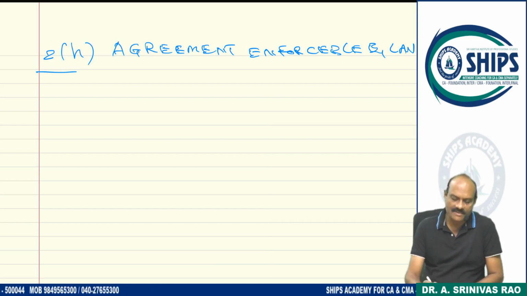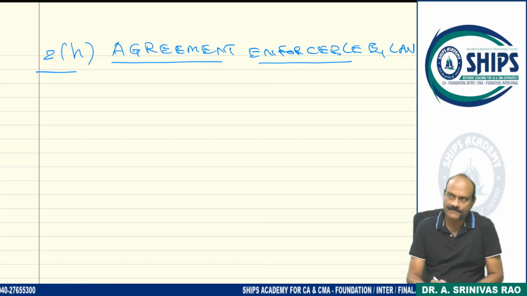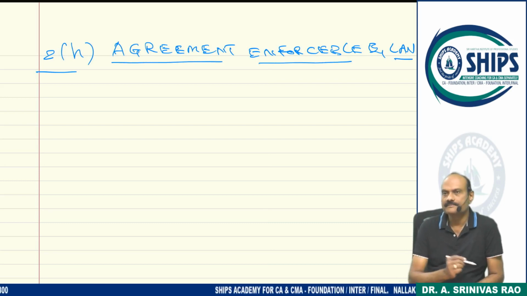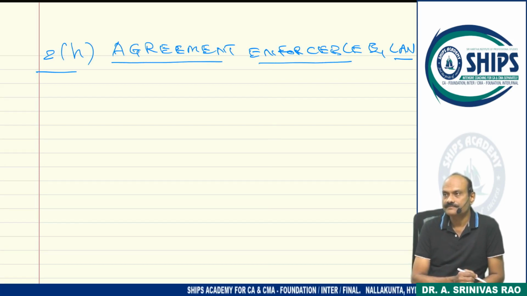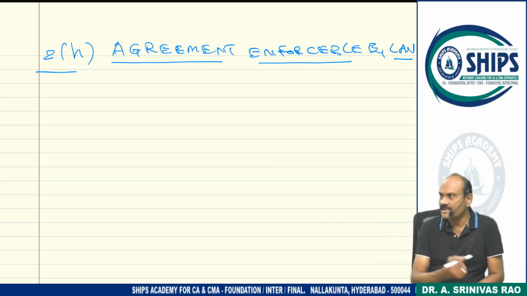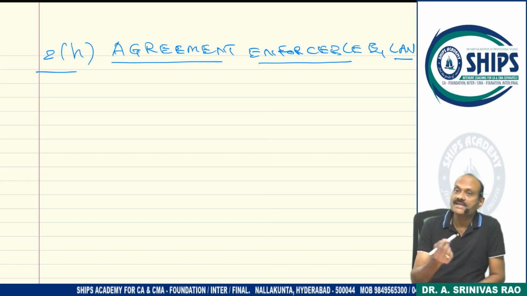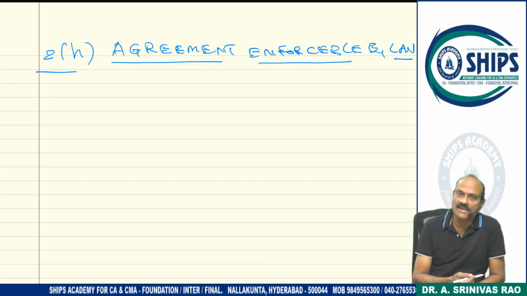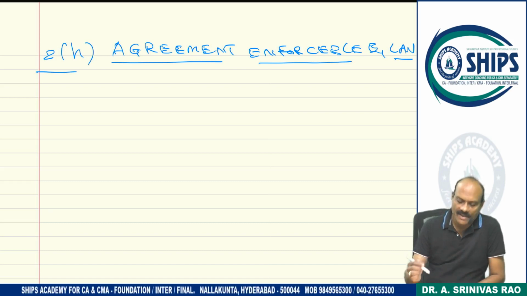Now tell me guys, if you know the meaning of agreement, the meaning of enforceability, the meaning of law, I know the definition. If I know the meaning of these three words, the contract definition is clear. What is agreement, what is enforceable, what is law? Tell me guys, what is law?